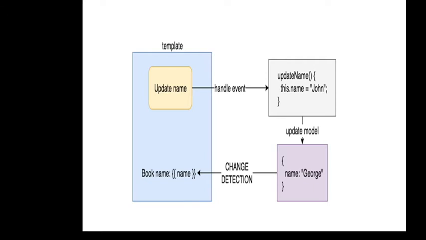That is templates. As we know, a template consists of HTML, CSS, and directives. It contains the updated name and book name. The book name is the name. Updated name, that is the event handler. The event handler updates the name, that is this.name is equal to John's. The updated name, updated model, that is name is equal to journey. That change detection can happen at the side of book name. Okay, that is the example for the change detection.